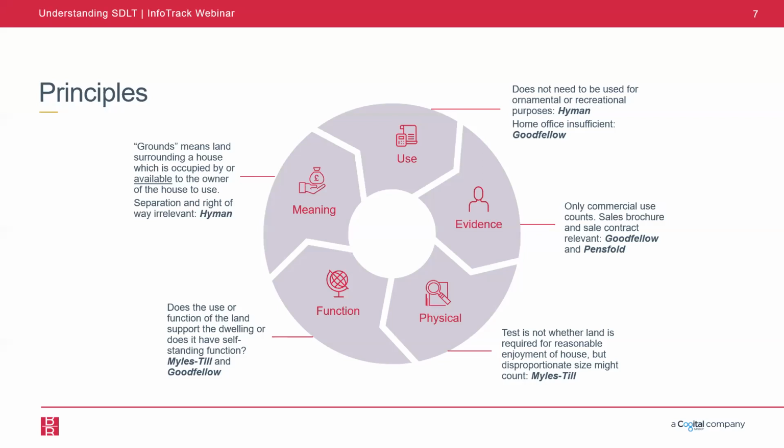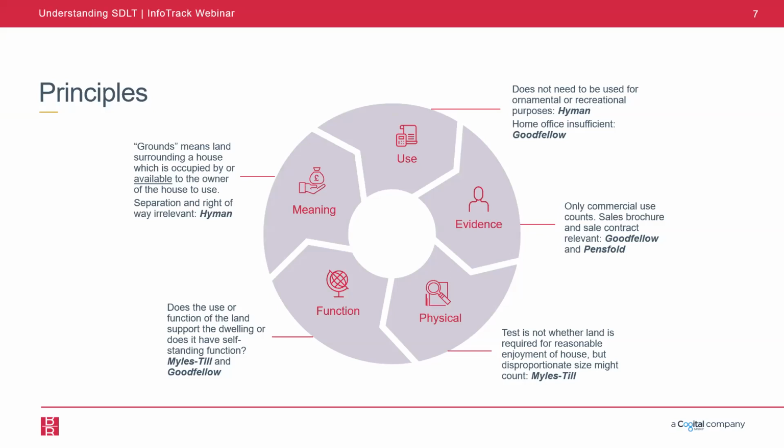And that part underlined, I think, is really important. So in some of those cases that we've just discussed, the land in question wasn't actively being used by the owner of the property. Nevertheless, the tribunal held in Hyman that the fact that the land was available for use by the owner was important and meant that the land was part of the grounds of the house. They also held in Hyman that the fact that the land was separated from the gardens wasn't relevant, nor was the fact that the land in question had a right of way.